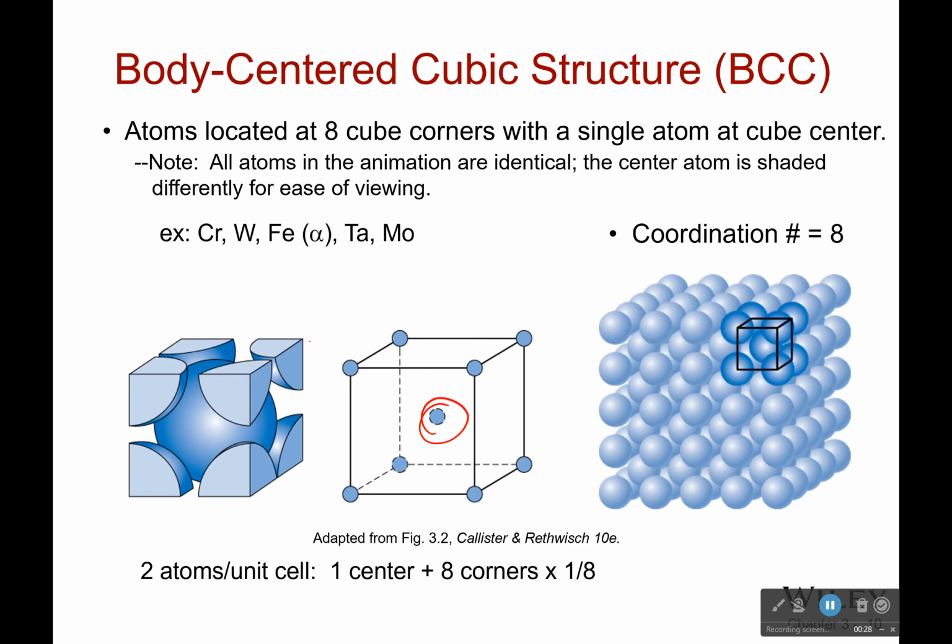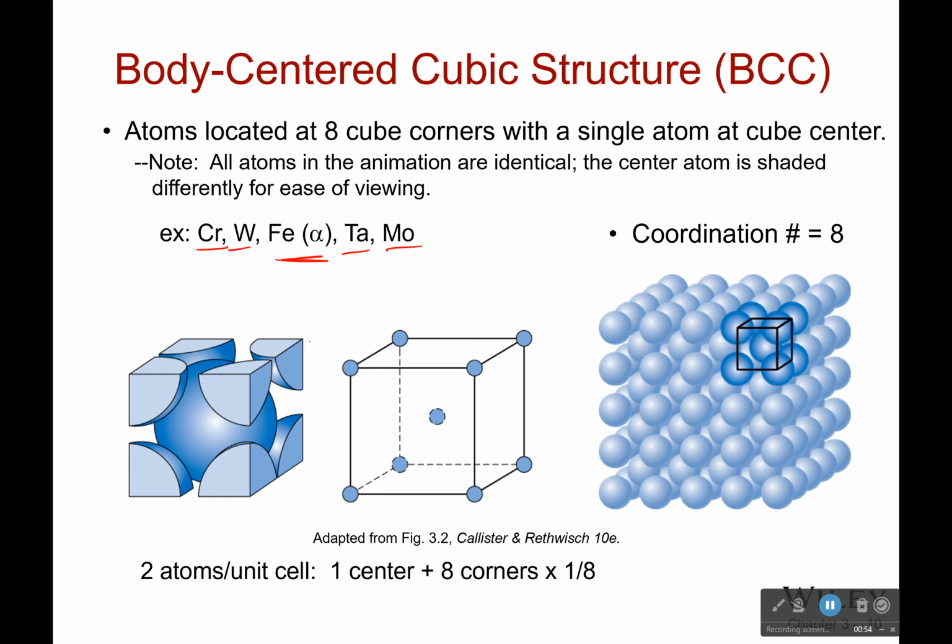And we see this in a lot of different types of metals. We see it in chromium and tungsten, tantalum, molybdenum, and also in iron, in a particular form of iron called alpha iron. Iron can have various different crystal structures depending on how hot it is. So when it's fairly cool, this is the only structure that is stable.